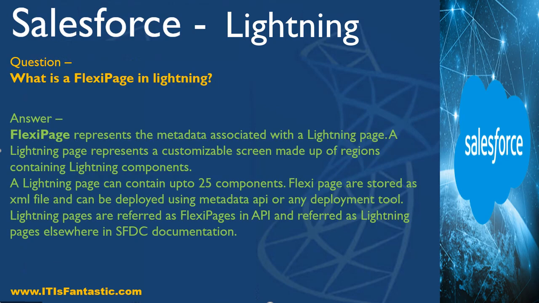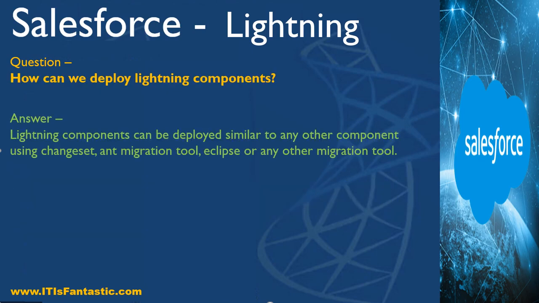What is a flexi page in Lightning? FlexiPage represents the metadata associated with a Lightning page. A Lightning page represents a customizable screen made up of regions containing Lightning components. How can we deploy Lightning components? Lightning components can be deployed similar to any other component using ChangeSet, Ant Migration Tool, Eclipse, or any other migration tool.